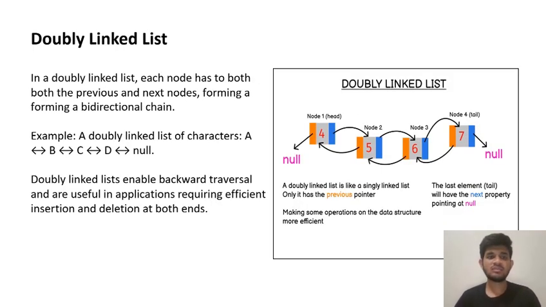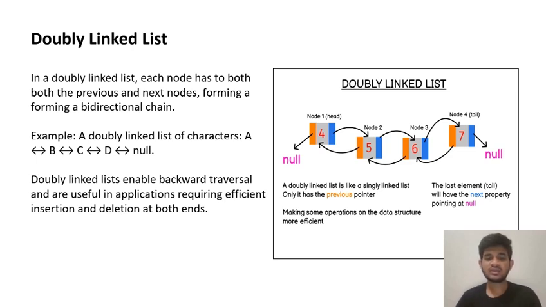Second one is doubly linked list. In a doubly linked list, each node is linked to both the previous and next nodes, forming a bidirectional chain. Doubly linked lists enable backward traversal and are useful in applications requiring efficient insertion and deletion at both ends. As shown in the figure, there are four nodes in the linked list which contain two link areas, and node 1's left link is null and the right link is connected to the next node's left link, and this type of linking is done throughout the linked list.